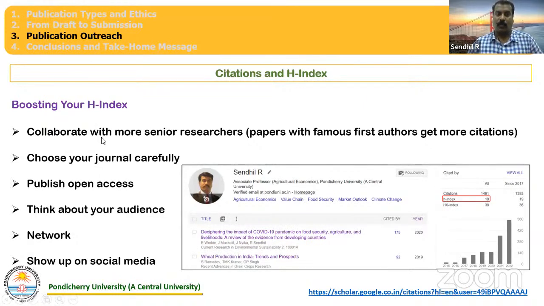So for that, you can collaborate with senior researchers. Papers with famous first authors usually get more citations. Obviously, you have to choose a journal. If a journal publishes a paper open access, then the chance of citation increases. Then think about your audience, and accordingly you have to track the paper. And as I mentioned, try to share the published paper link on different platforms so that it reaches many, and obviously the chance of getting cited increases.